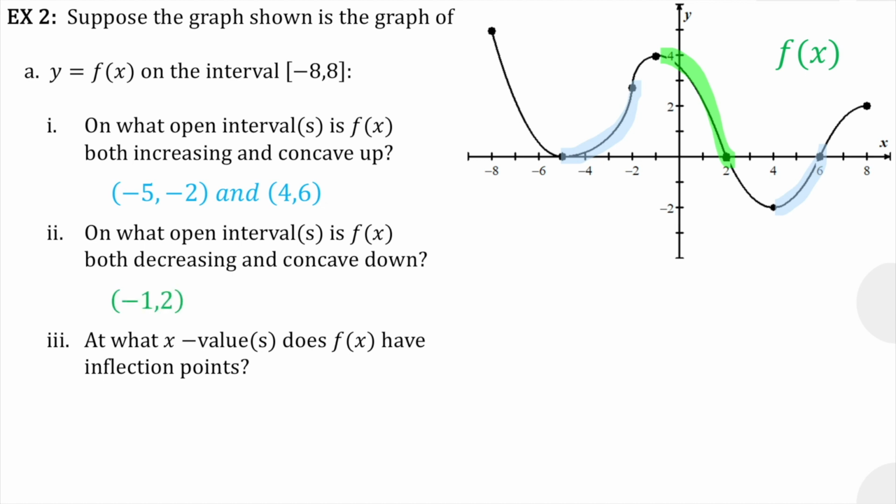At what x values does f of x have inflection points? Remember, inflection points are when the concavity changes. So at -2, it changes from concave up to concave down. At 2, it changes from concave down to concave up. And then at 6, it changes from concave up to concave down.